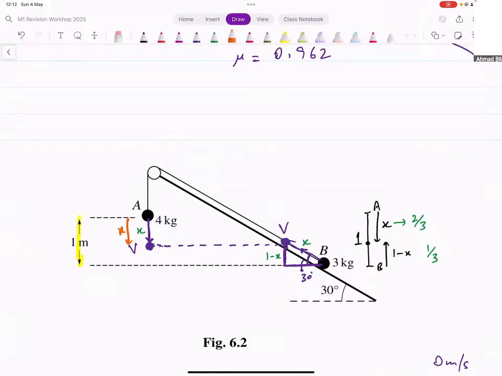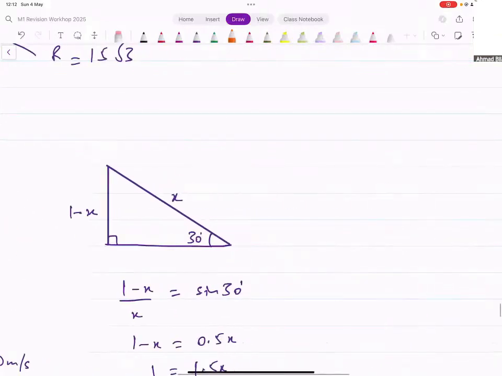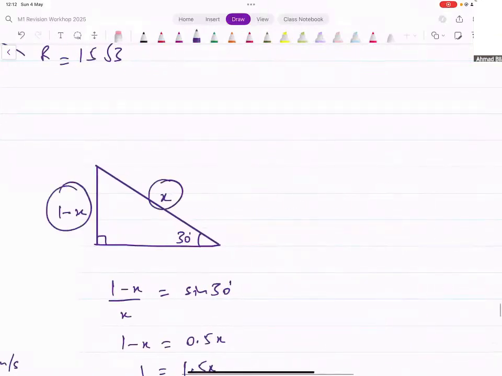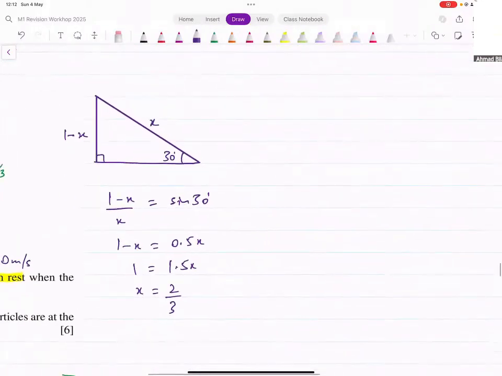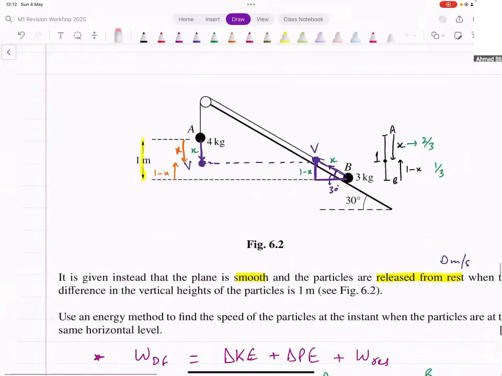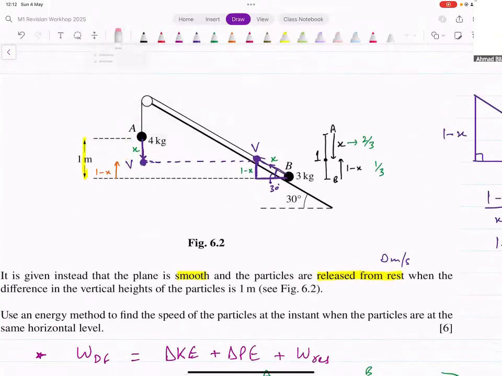When they come at the same horizontal level, how much has B moved up by? 1 minus x. So the change in vertical height for B is going to be 1 minus x. So in that triangle now, we can say this side is 1 minus x, this is x. And we can find the value of x from this, use sine, and that gives you x equals 2/3. So now we know exactly how much vertical height is changing for both of them. The value for x is 2/3. So this is 2/3, and this is 1/3.